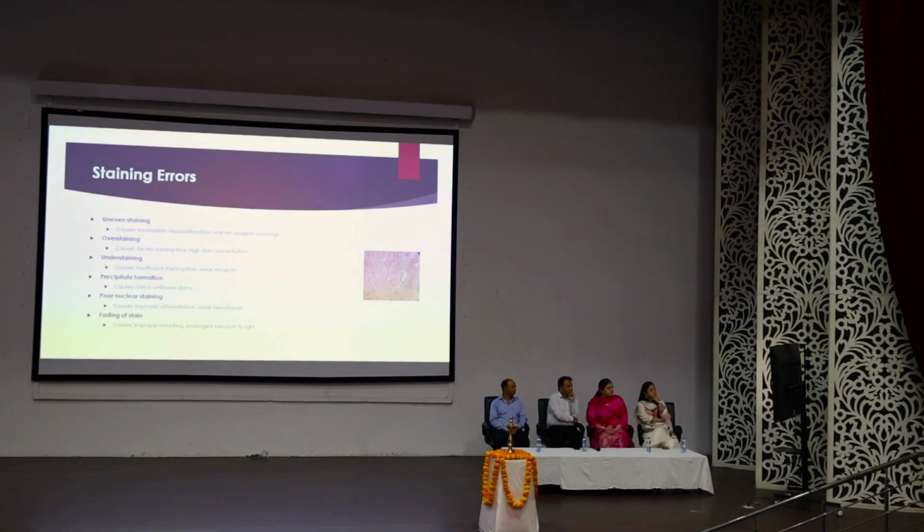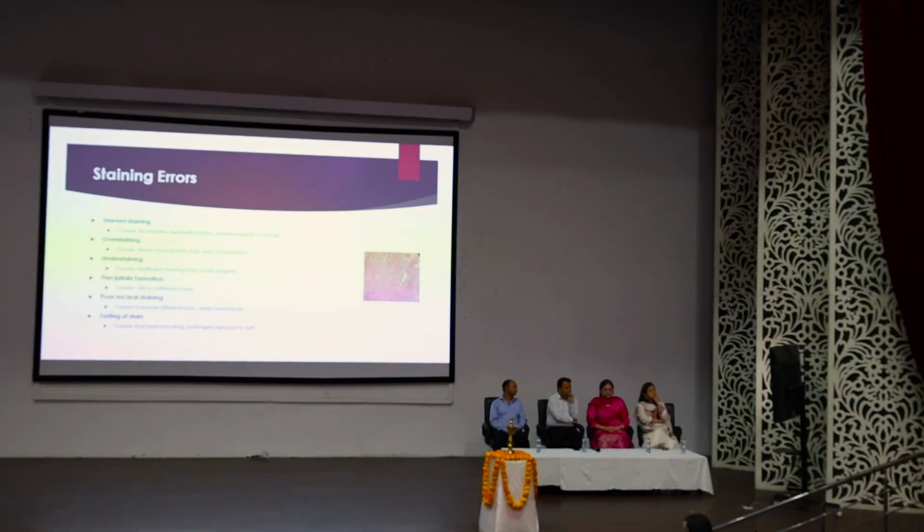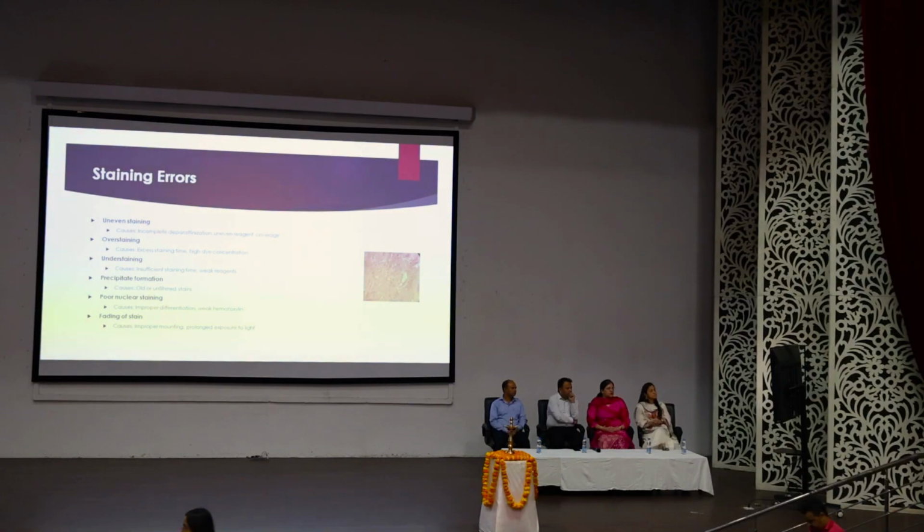Another is poor nuclear staining. It is usually caused by improper differentiation or weak hematoxylin. Recently we faced this problem and it took, I think, 3 to 4 days to troubleshoot. Precipitate formation: usually precipitate should not form, but as the stain gets older and unfiltered, precipitate forms, causing patches of high concentration stain. The next one is fading of staining. Improper mounting and long exposure to light cause fading of stain.